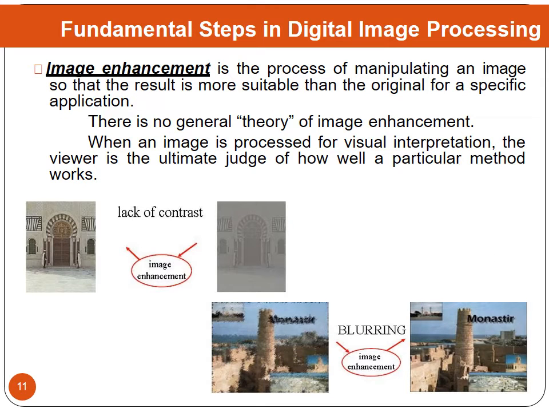After that, once the image has been captured, we have to enhance the image if there is blurring or lack of contrast. That process is called image enhancement. In the picture you can clearly see that in the first image there is a lack of contrast, so we are enhancing the image to overcome the low contrast present in it. Similarly, in the second image you can see that the sample image has been blurred, so we go for image enhancement.